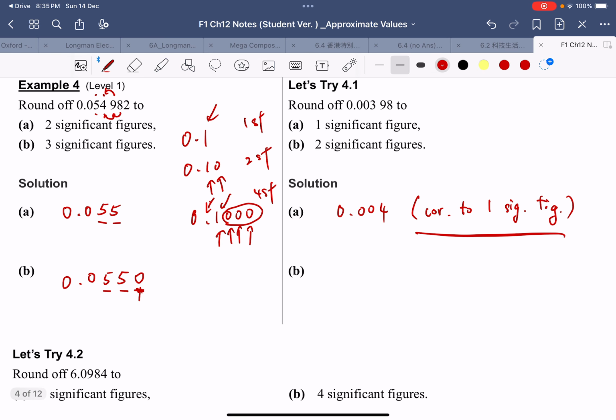And then part B, 2 significant figures. Okay, 0.00. For sure you need to have 2 significant figures. You need to add 1. Okay, 40. Just be careful, because you cannot just write 0.004, because this number has just 1 significant figure. You need to add 1 more 0 here to make it 2 significant figures. So this is 2 significant figures.